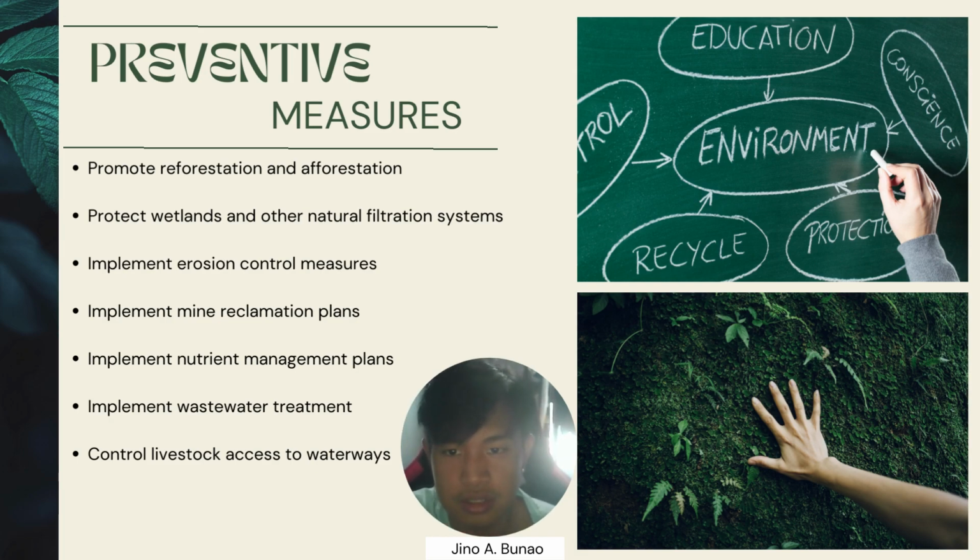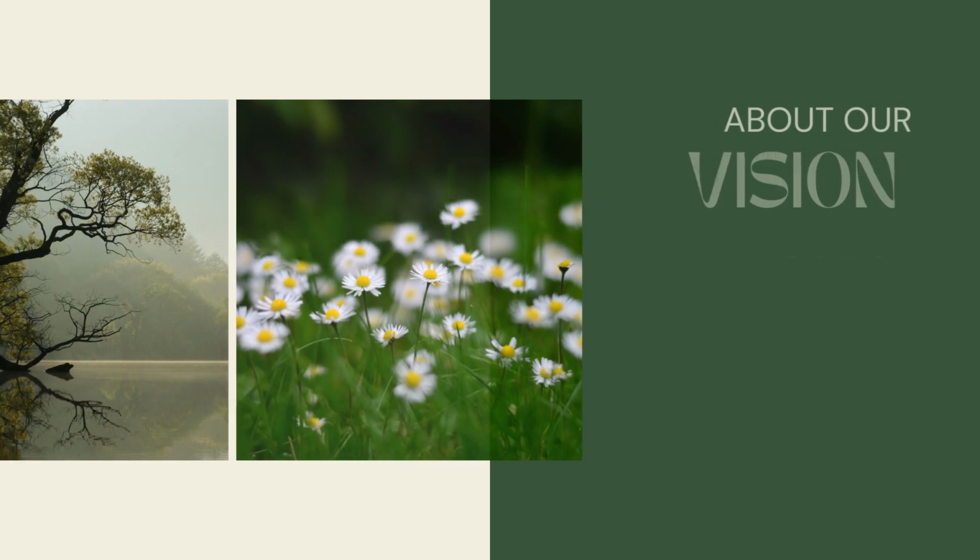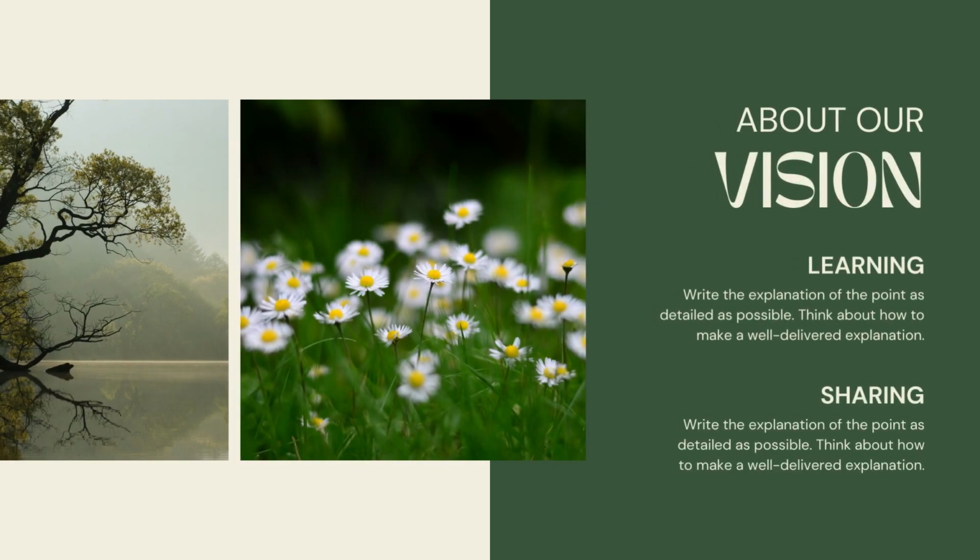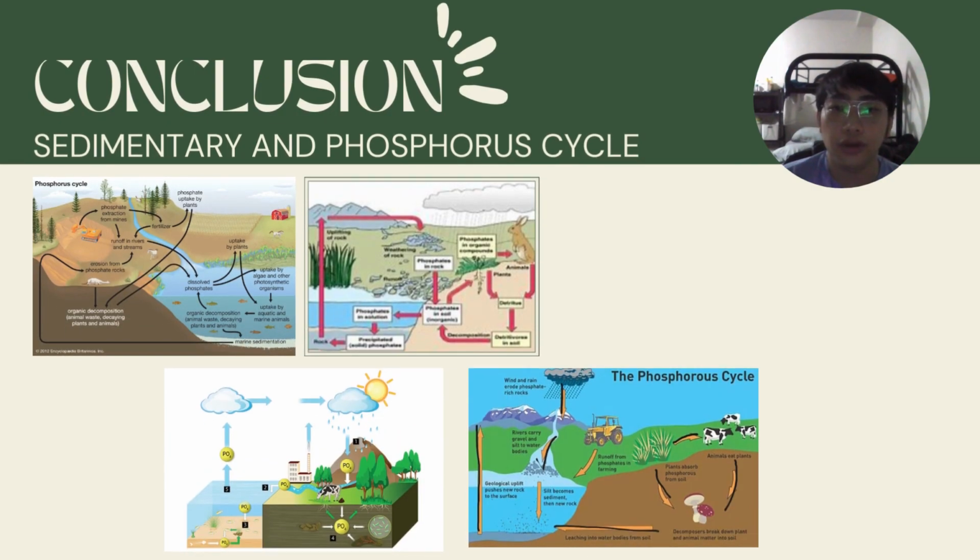Lastly is to control livestock access to waterways. Livestock can contribute to the buildup of phosphorus in waterways through their manure. Therefore, controlling their access to waterways can help prevent these issues. In conclusion, the phosphorus cycle is critical for sustaining life on land and in aquatic environments. Sedimentary rocks are a vital component of this cycle as they are the primary reservoir of phosphorus. However, human activities such as deforestation, mining, and human sewage have significantly disrupted this cycle, adversely affecting the land and its ecosystem.